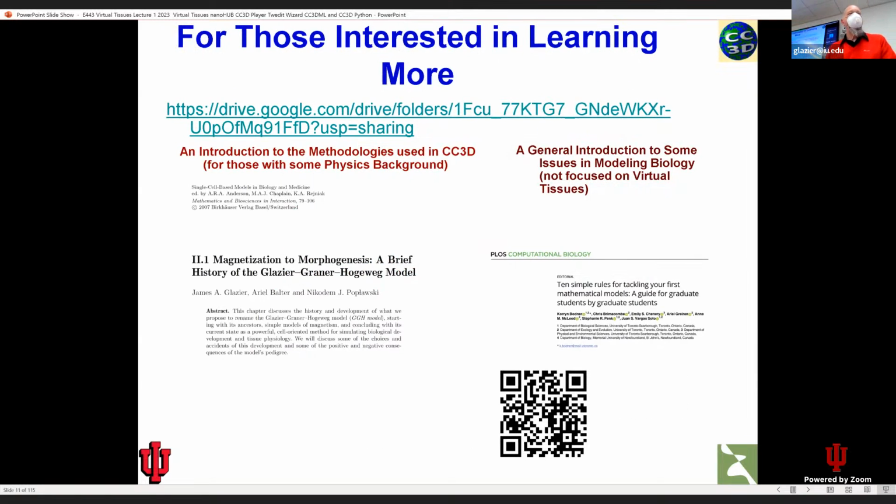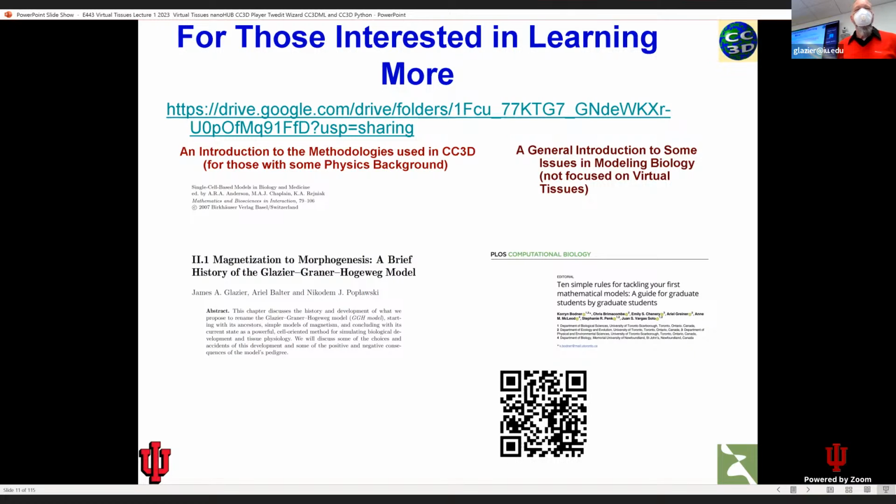If people want to know a little bit about what goes on under the hood in CompuCell, there's a paper that I wrote quite a while ago, 10 years or so ago, called Magnetization of Morphogenesis: A Brief History of the Glazier-Graner-Hogeweg model, which talks about how these things work. If you've had some physics background, that will be great. If you haven't ever had any physics, it may not be the most accessible thing in the world. You don't need to know it to be able to do the things we're going to be doing in the class, but it can help.